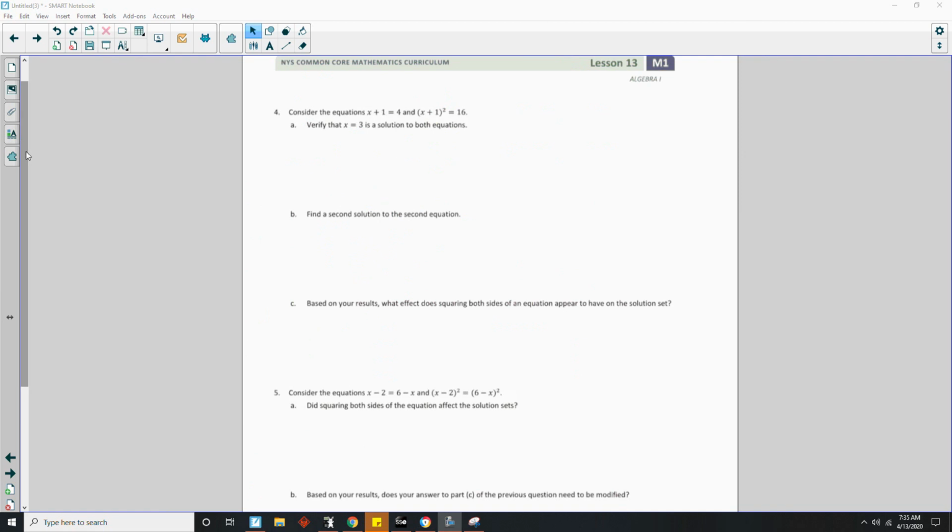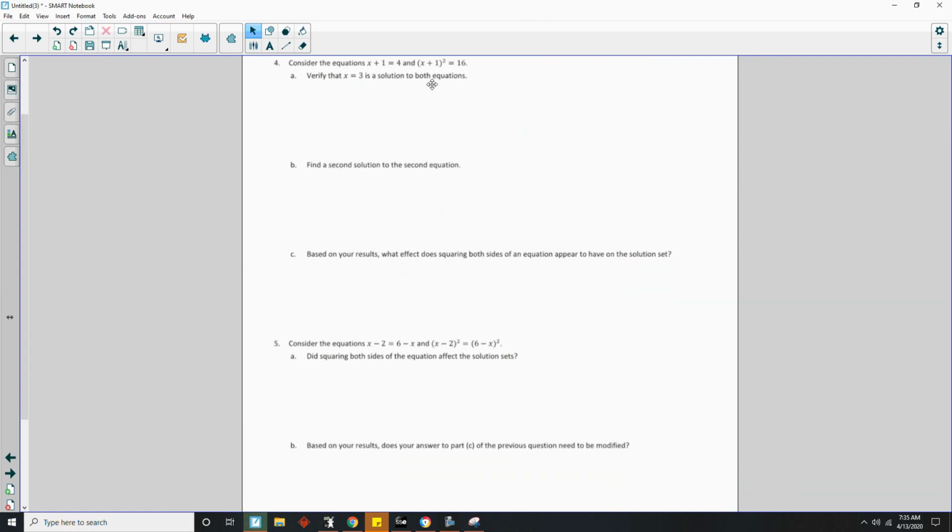Okay, page 3 brings us to problem number 4. And it says, consider the equations x plus 1 equals 4 and the equation quantity x plus 1 squared equals 16. Verify that x equals 3 is the solution for both equations. So all they're asking you to do is substitute in that 3 and prove it's true. So x plus 1 equals 4. And if I substitute in a 3 for x, I'm saying 3 plus 1 equals 4. 3 plus 1 is 4, so 3 is a solution to that equation.